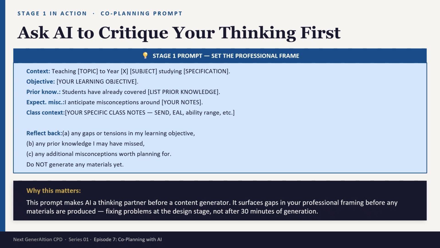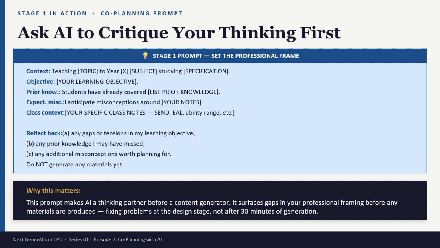Class context. Finally, you add details about your specific class. This might include SEND considerations, EAL needs, ability range, or anything else that shapes how your students learn. This is where co-planning becomes tailored rather than generic.